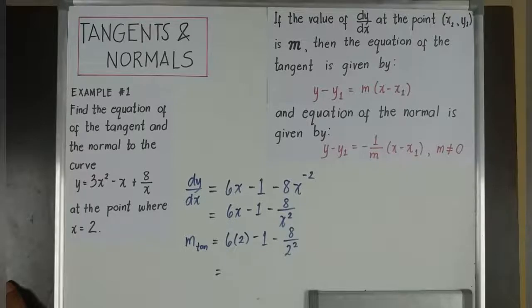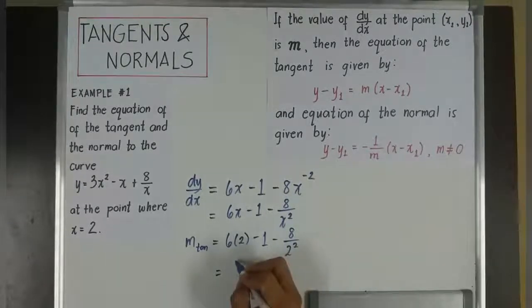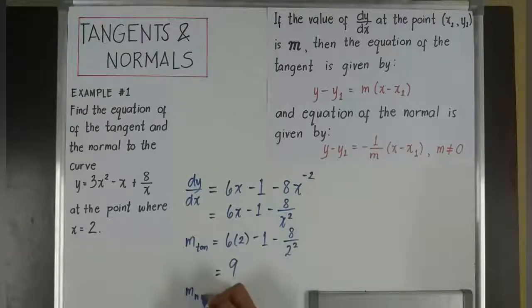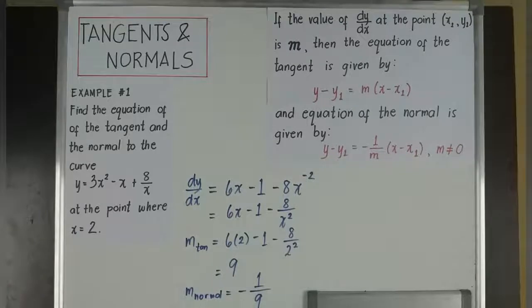So it will become 12 minus 1 minus 2. What is 12 minus 1? It is 11, minus 2 is 9. So the gradient of the tangent is 9. How about the gradient of the normal? The gradient of the normal is negative 1 over 9. So these are now the gradient of the tangent and the gradient of the normal.